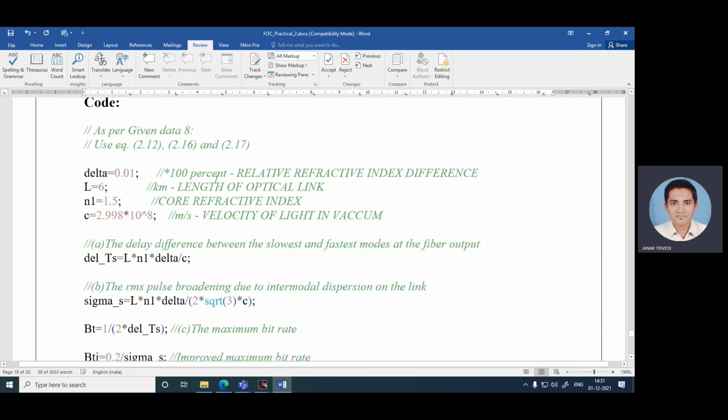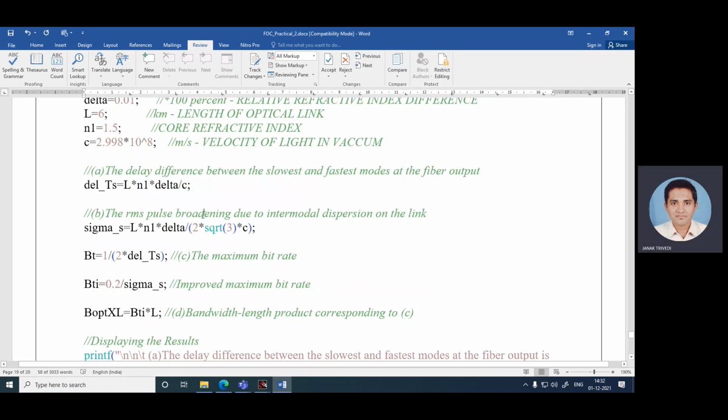Delta is equal to 0.01, that is 1% relative refractive index difference, L is equal to 6 kilometer length of the optical link, N1 is equal to 1.5 core refractive index, C is equal to 2.998 into 10 raised to 8 meter per second velocity of light in vacuum. First calculate option A, the delay difference between the slowest and fastest mode at the fiber output. So delta TS is equal to L into N1 into delta divided by C. Option B, the RMS pulse broadening due to intermodal dispersion on the link. So sigma S is equal to L into N1 into delta divided by 2 square root 3 into C.